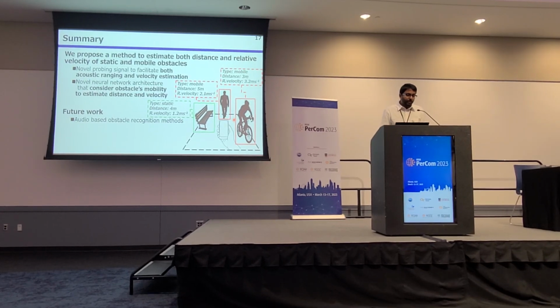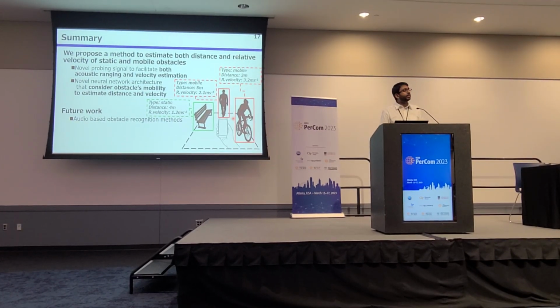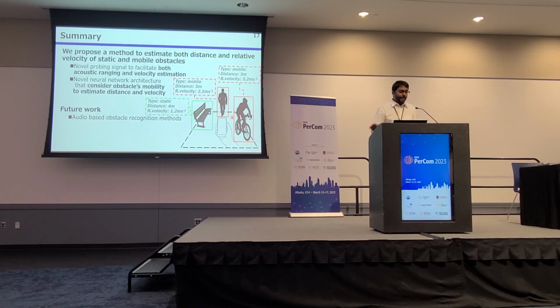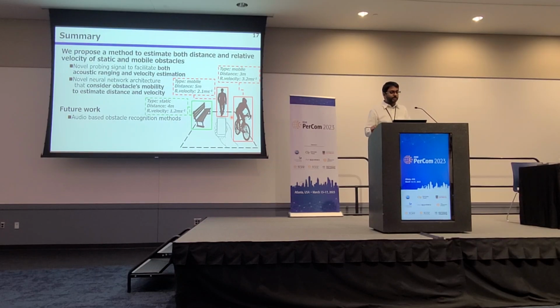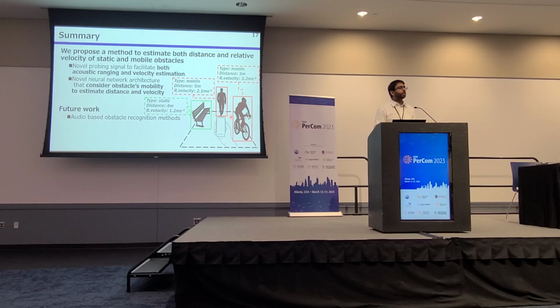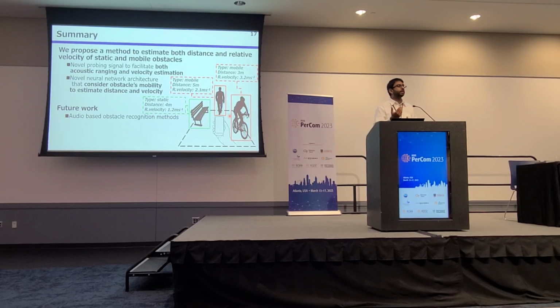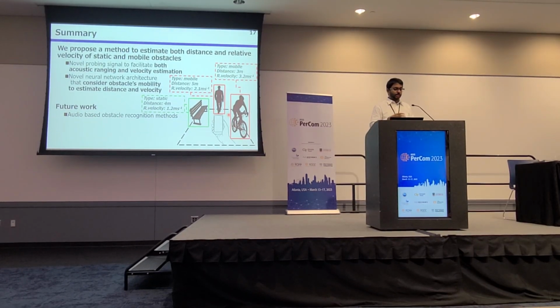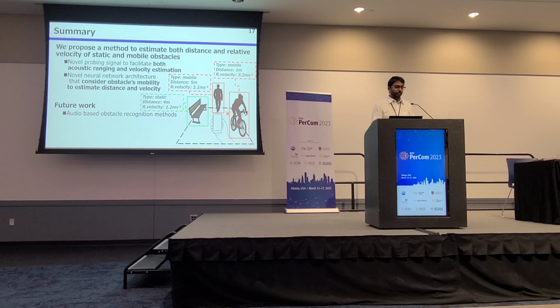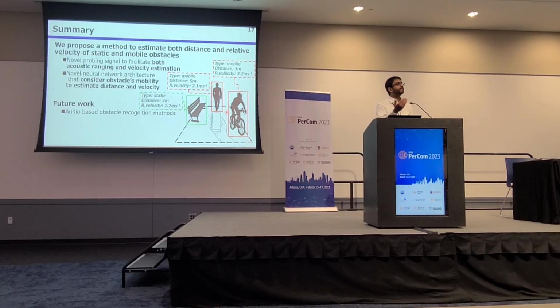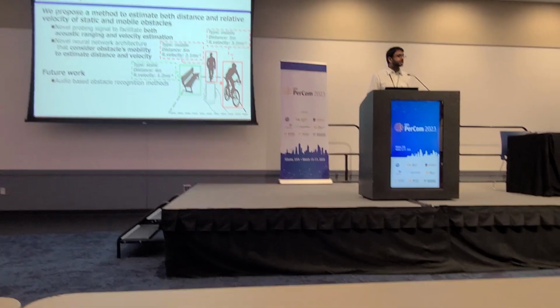In summary, we propose a method to estimate both distance and relative velocity of static and mobile obstacles using smartphone active sound sensing. We proposed a novel probing signal to facilitate both acoustic ranging and velocity estimation. We also proposed a novel neural network architecture that takes into consideration the mobility of the oncoming obstacle to accurately estimate its distance and relative velocity. As part of our future work, we would like to recognize the class of these oncoming obstacles using acoustic sensing methods.